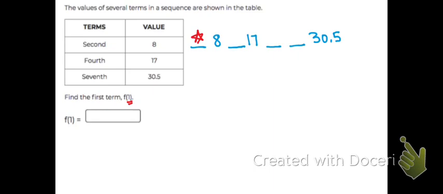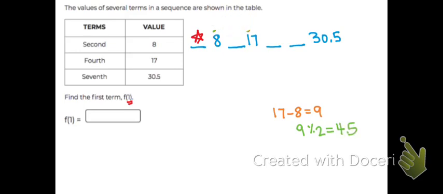So if we assume that we're adding the same number over and over, it's an arithmetic sequence, then we are adding some number to get this, and we're adding the same number to get this. So what is the difference between 8 and 17? We get, what, 9? So if we are adding 9 to get from here to here, what if we divide that in half? What number do we add twice that equals 9? 4.5, because 9 divided by 2, divided in half, is 4.5.